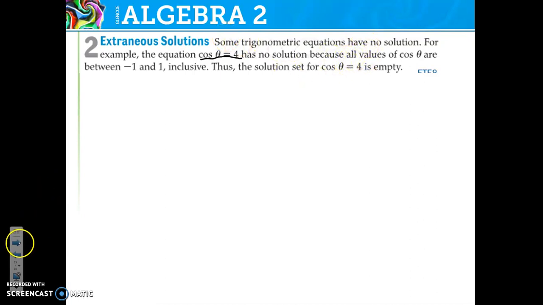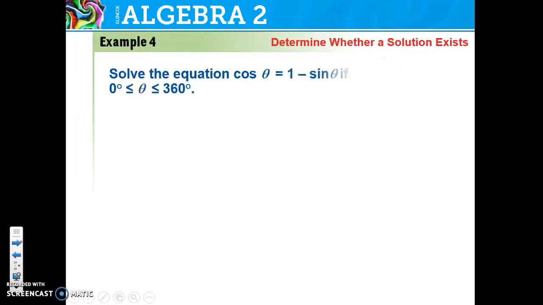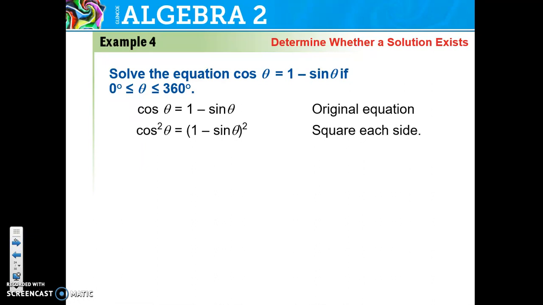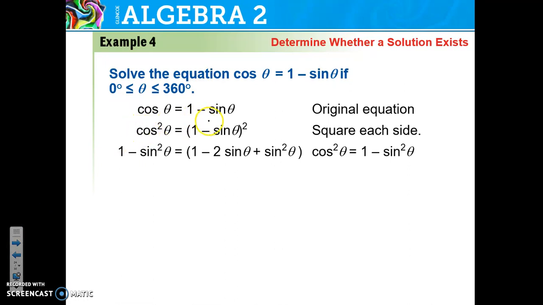Sometimes another thing that can happen is I can solve, and when I plug something in, it may or may not work. So let's take a look at example 4 here. I'm going to solve this equation. Cosine of theta equals 1 minus sine of theta. It's my original equation. I'm going to square both sides. So I end up with cosine squared equals 1 minus sine of theta, quantity squared, right? So I have to think about that means 1 minus sine of theta times 1 minus sine of theta. So I have to FOIL it out.